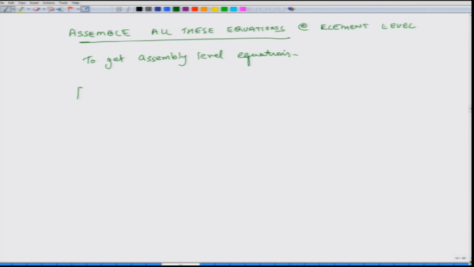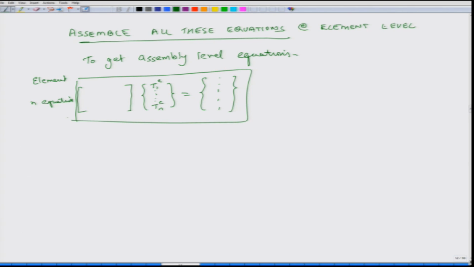So at element level, if there are n equations, then there will be n variables, t1 to tn, and this is for the eth element, right? And there will be some constants here, some vector. So this will be the format of those equations in matrix form. Agreed? This will be an n by n matrix. This will be a vector or a column matrix which will have n rows and one column, and this will also have n rows and one column.